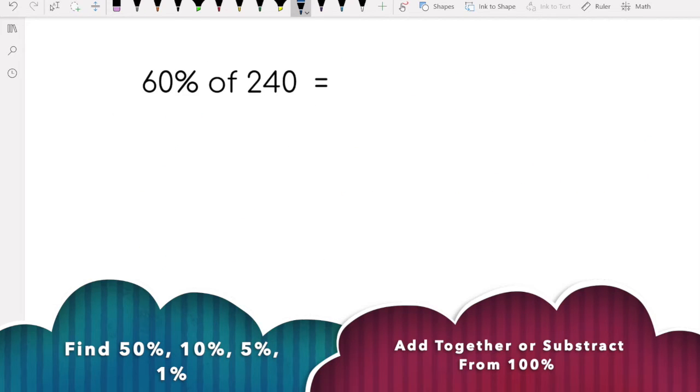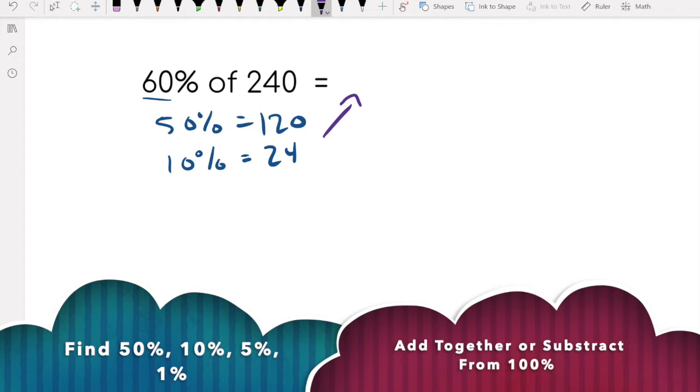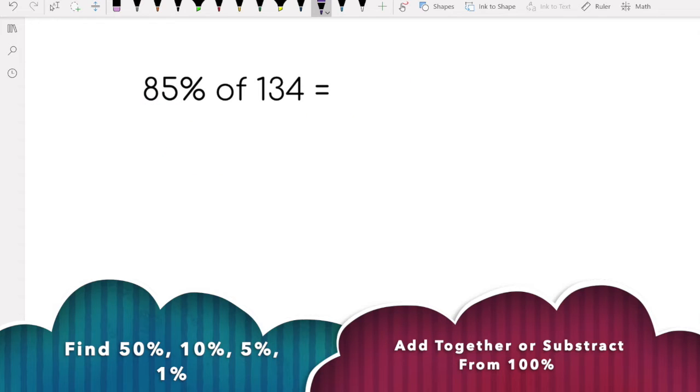Okay, 60% of 240. Let's find 50% and 10%. So 50% of 240 is just half of it, so that's 120, and 10% of 240 is just 24. You add those two numbers together, and you get 144. Again, you should be able to do this in your head. This is mental math.